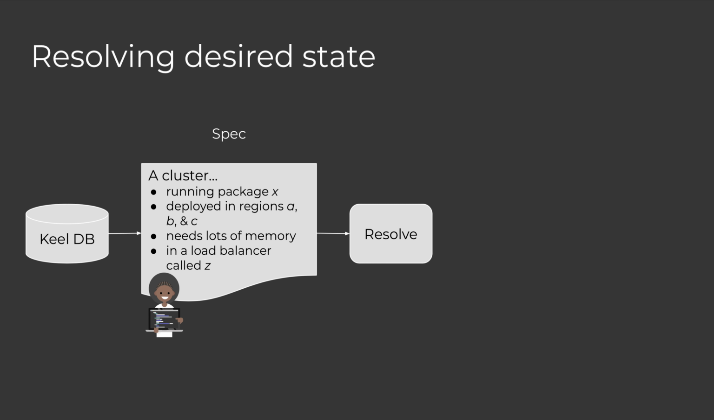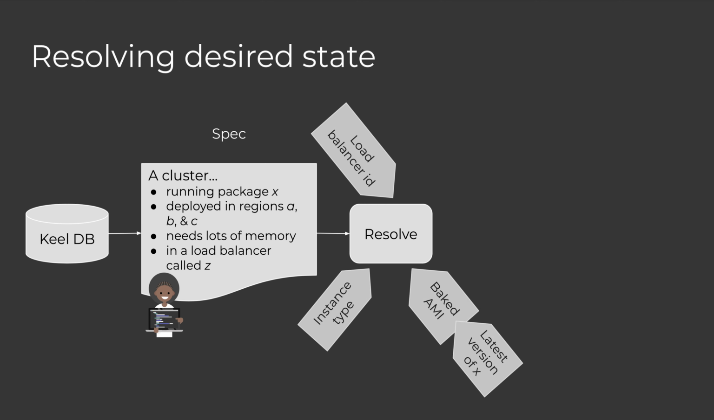We can figure out, if you say you need a high memory instance type, what does that mean in practice today based on the current recommendations from our capacity planning team? You say you want the latest version of this software package deployed. Well, let's figure out what the latest version is and which AMI has that and what the IDs of that AMI in every region are. And we can plug that into the launch configuration of the server groups we're going to create.